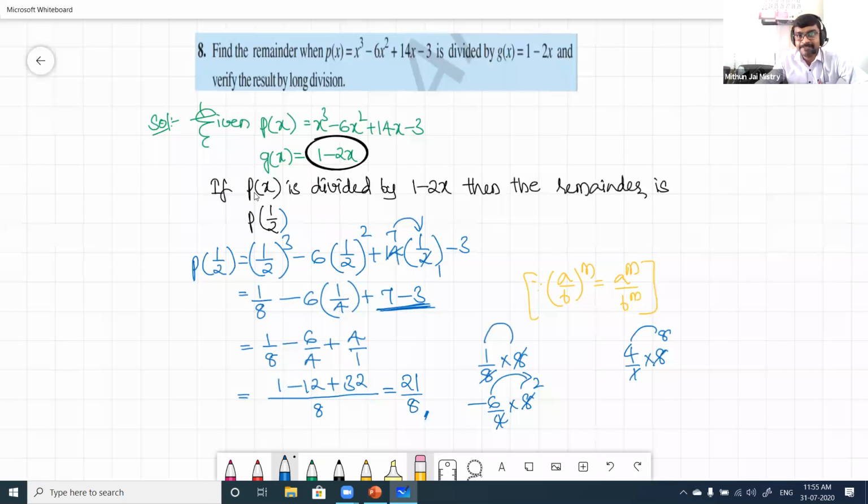Remainder theorem says that if P of x is divided by x minus a, then the remainder is P of a. So instead of x minus a, by what are we dividing here? 1 minus 2x. So that's why instead of P of a, we will get P of 1 by 2. So based on what we are dividing, the remainder will be over here, right?